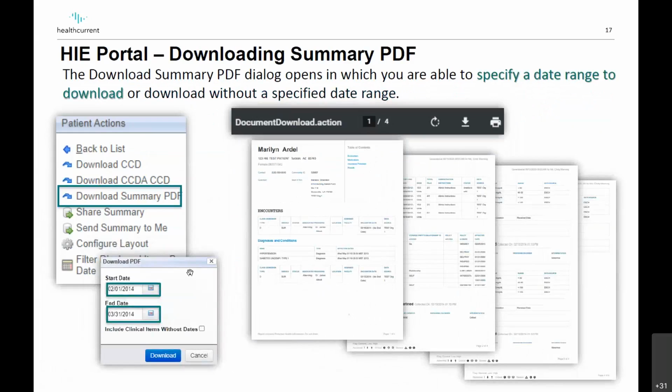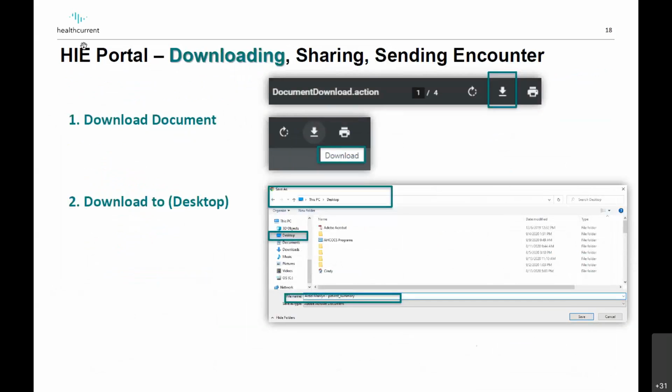For the next one, I'm going to narrow it down just a little bit. I just want to see some more information that occurred at an event. So now it's 4 pages, and you can download it or print it out. You can also share it and send it. When you download it, you'll hit download. I recommend downloading it to your desktop so it's easy to find, but also go by your organization's guidelines, because it is PHI.